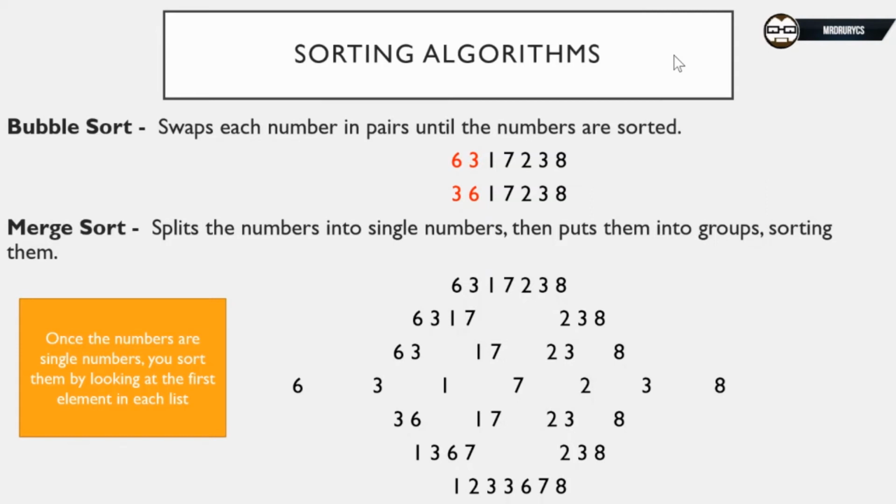So, sorting algorithms. Bubble sort is where you swap with each number in pairs until the numbers are sorted. And then merge sort splits numbers into single numbers, then puts them into groups, sorting them. So I'm going to attempt to explain this using my pen again. But again, if you go onto my YouTube channel, I've got a video and an animation of how both these algorithms work, okay?